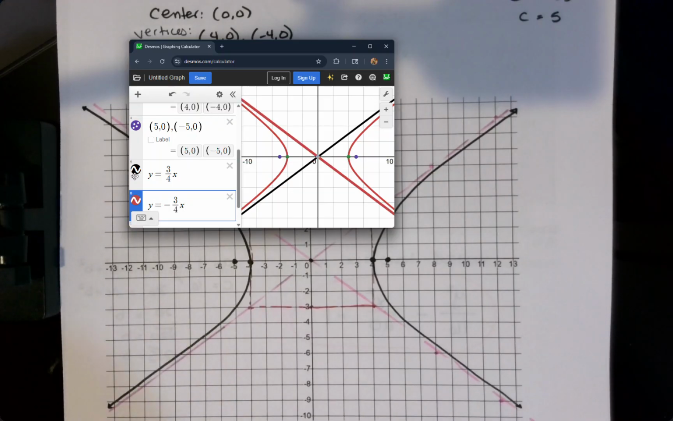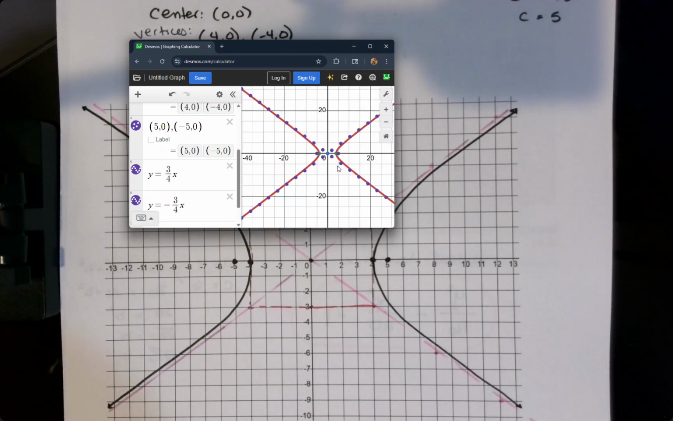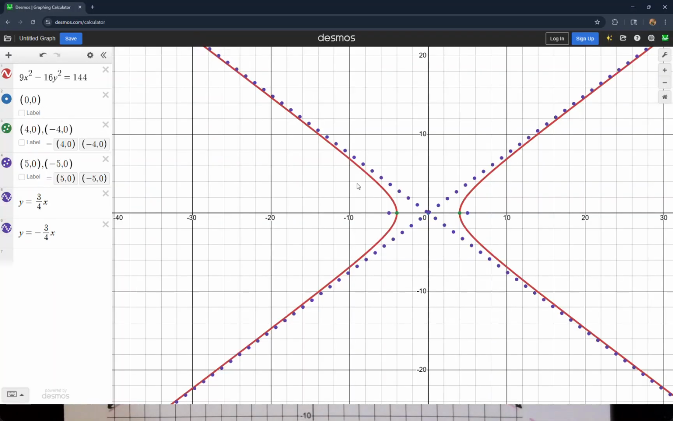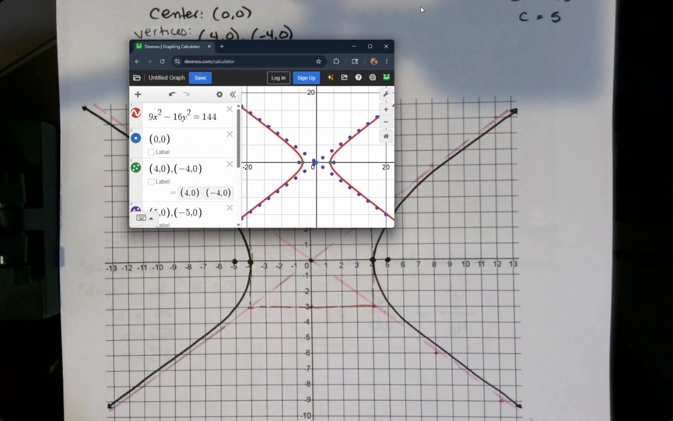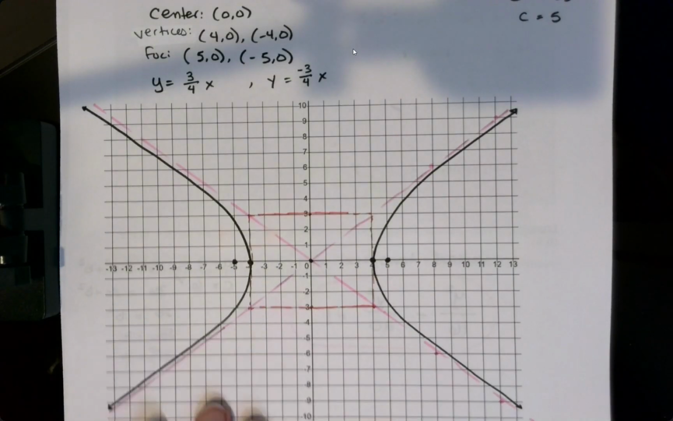I'm going to dot those, change their color just because they're asymptotes here. There we go. And that's the graph for my hyperbola. It should match up with what I was seeing on my by hand graph. Okay. Take a look at the next page.